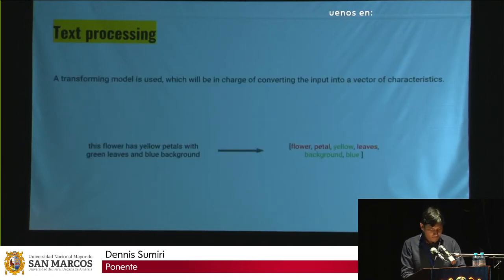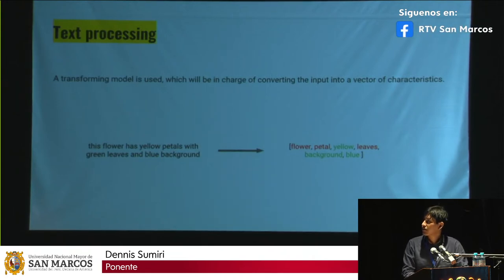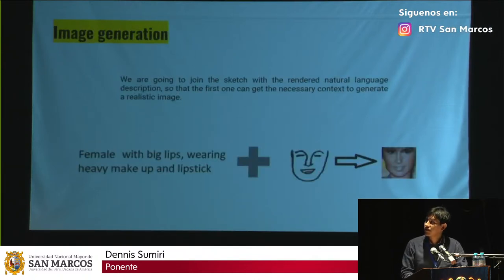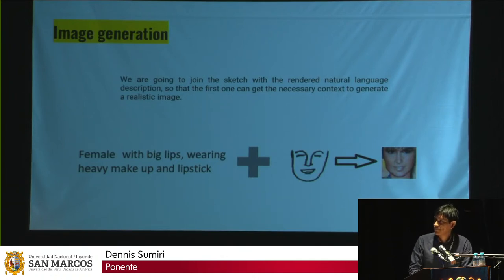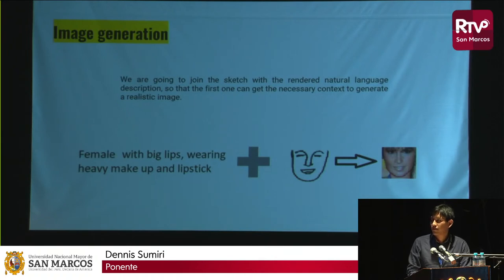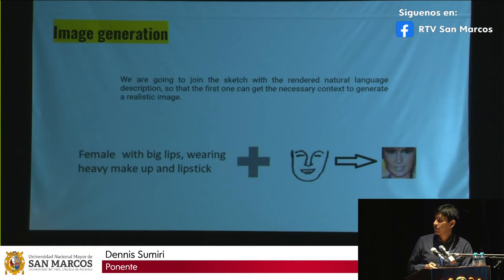So in the text processing, I will take the description, the sentence, and I will extract those words that are more important, that will give the context to the image that I'm generating from the sketch. And for the image generation, I will take that sentence processed by the transformer, and I will join it with the sketch that I extract from a data set of real images. So we have a vector from the real image that is called a tensor, and I will join this tensor with this vector of features that comes from the words I am taking from the sentence. And we will produce a new image that combines the sketch and the description.